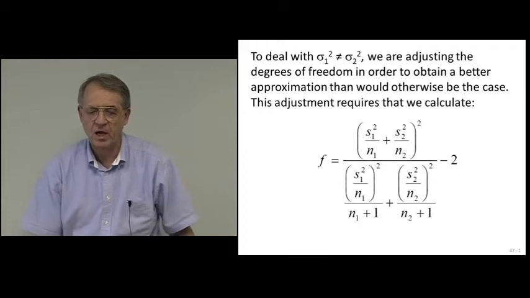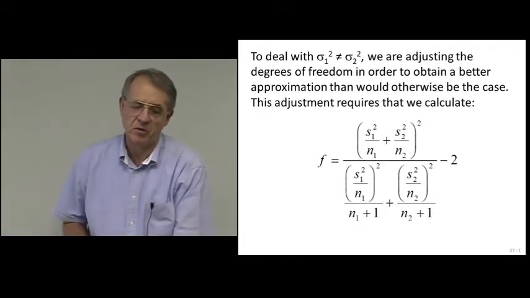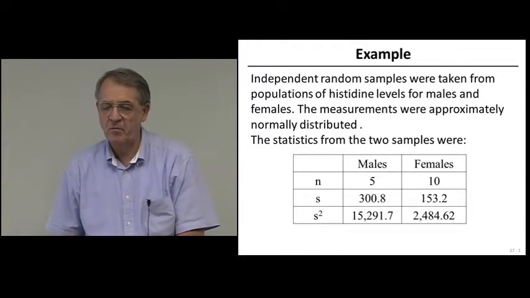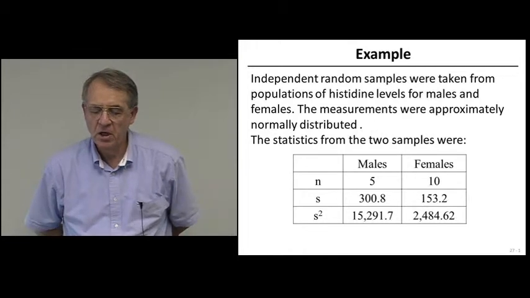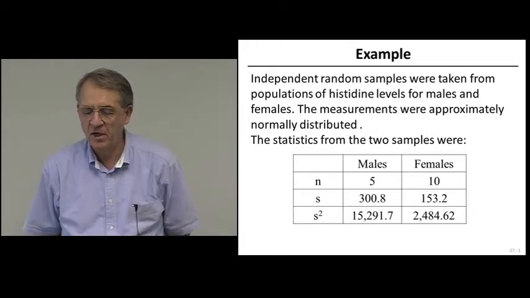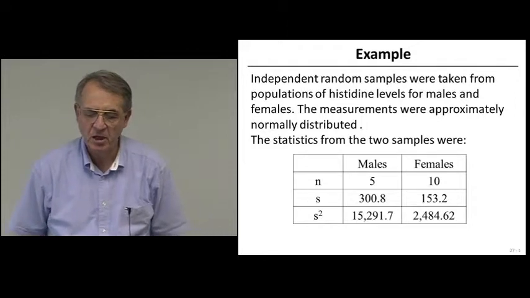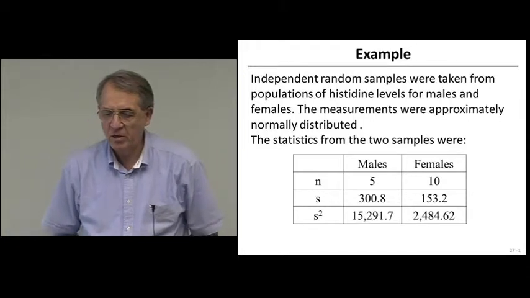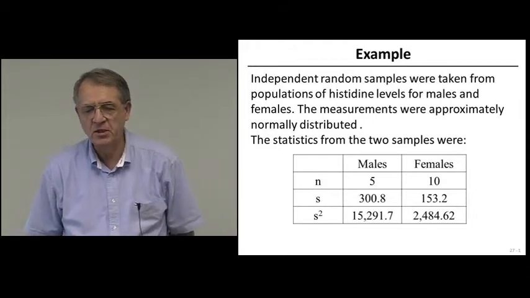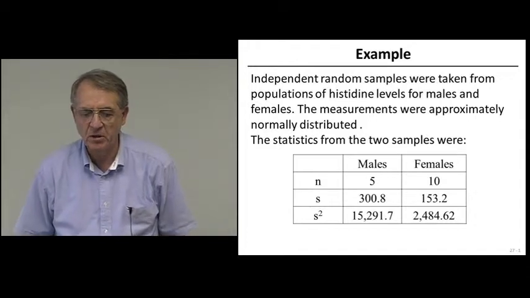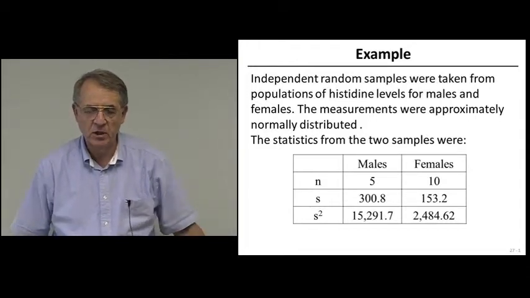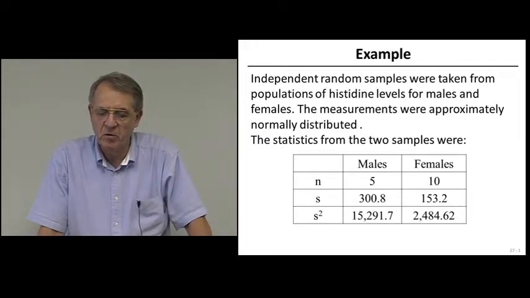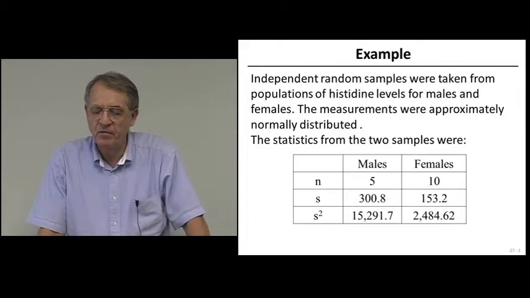Now, in order to show you that, we'll work through an example here. This example says that we have a random sample of 5 persons from a male population and 10 persons from a female population. What was being measured in these samples was histidine levels, and we're going to assume that these measurements were approximately normally distributed. Then we have the data that's shown in the table there. For males, the mean histidine level was 300.8, and for females it was 153.2.